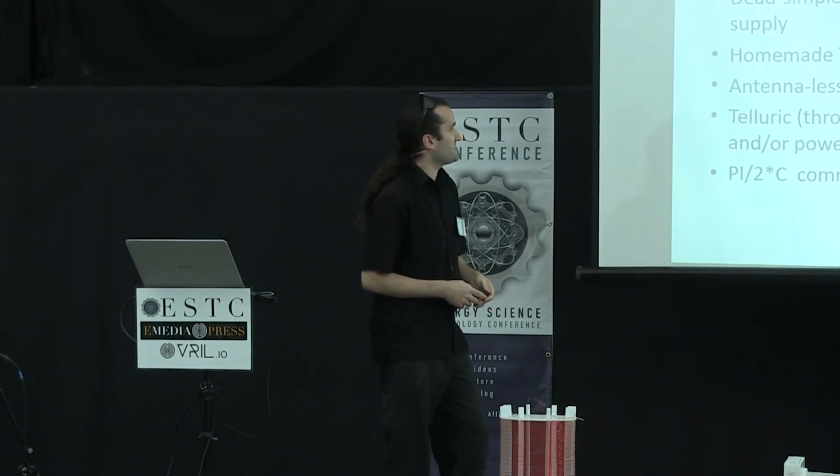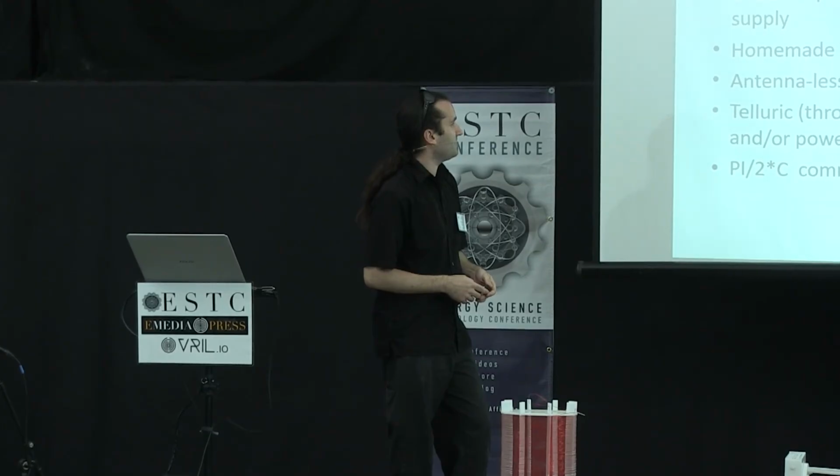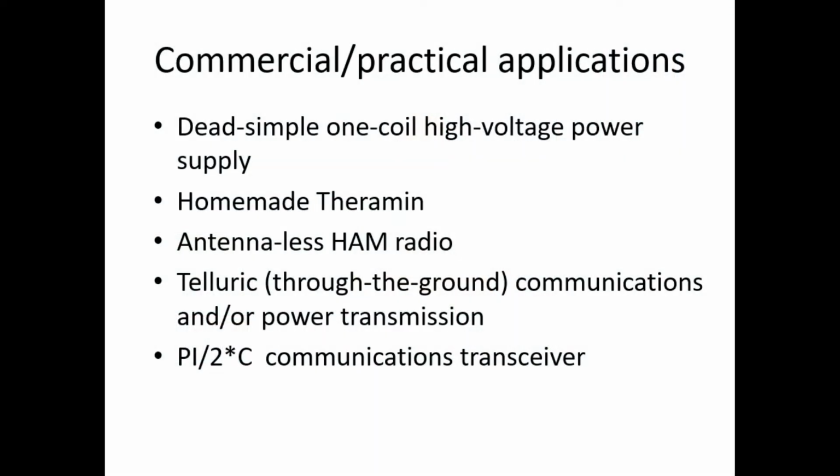Commercial applications, we could have a dead simple one coil power supply. If we scaled this down, we could end up making a high voltage power supply that had only one coil. No primary, no secondary. It would take the output, rectify both potentials, and have that charge a capacitor, and there's your high voltage source. So maybe possibly a vacuum tube power supply or some high voltage experiments.